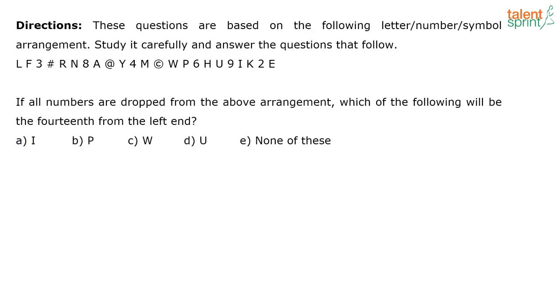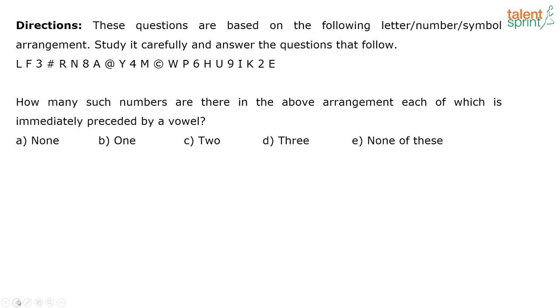Next one. If all the numbers are dropped from the above arrangement, which of the following will be 14th from the left end? So I am dropping all these numbers, and you have 4, 6. Now 14th from the left means 1, 2, 3, 4, 5, 6, 7, 8, 9, 10, 11, 12, 13, 14. It has to be U. That is option D. These questions don't need much explanation, so I'm just going forward. I'm sure you are able to solve it.